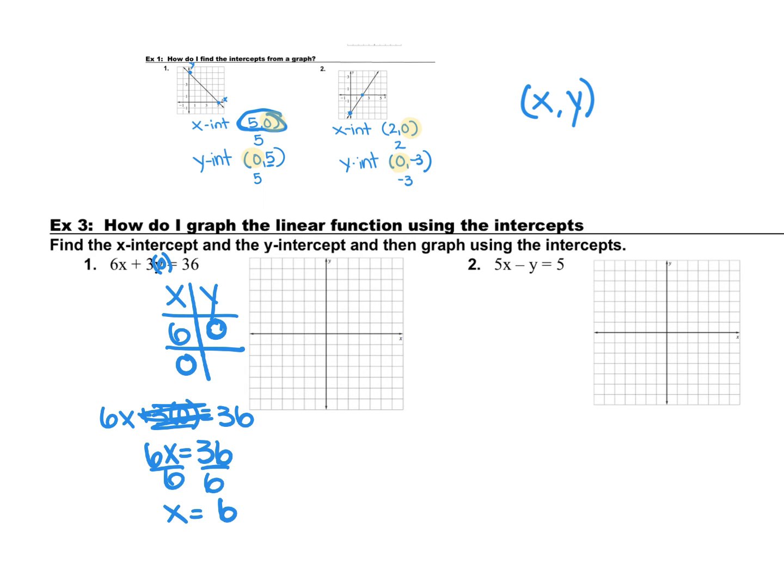So now let's go ahead and plug in x as 0. So here you'd have 6 times 0 plus 3y, and that's going to be equal to 36. And now 6 times 0 is 0, and we have 3y is equal to 36. I divide by 3, and y is equal to 12. All right, so when x is 0, y is equal to 12.